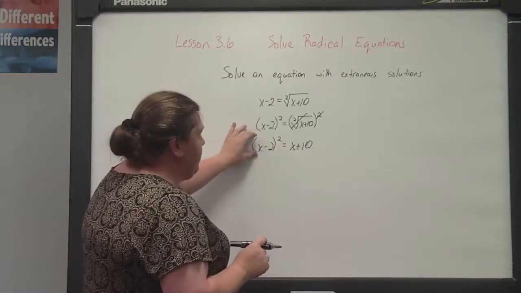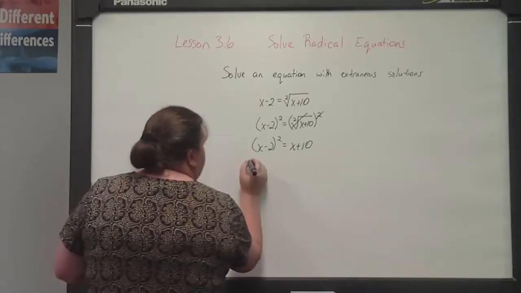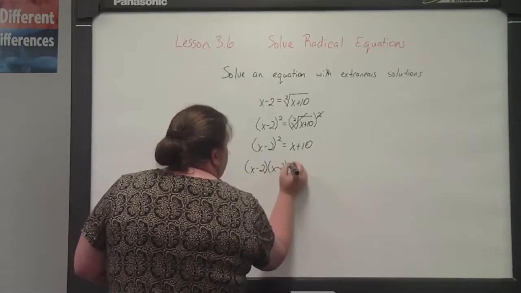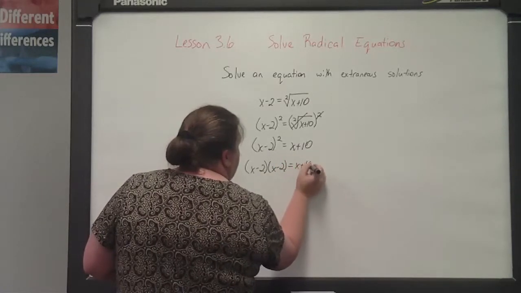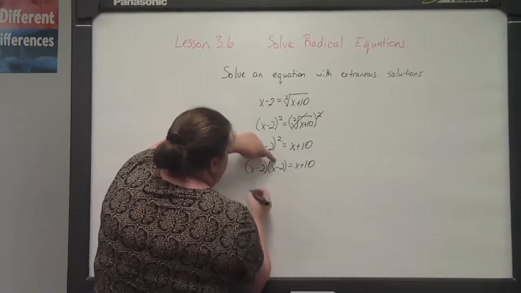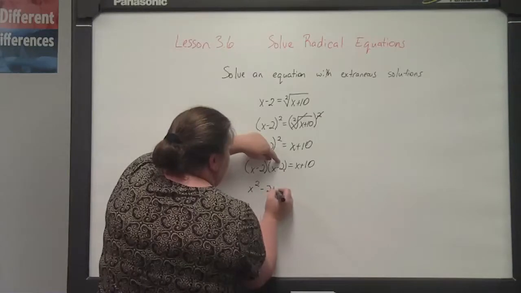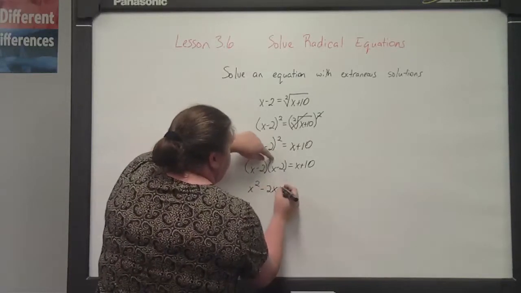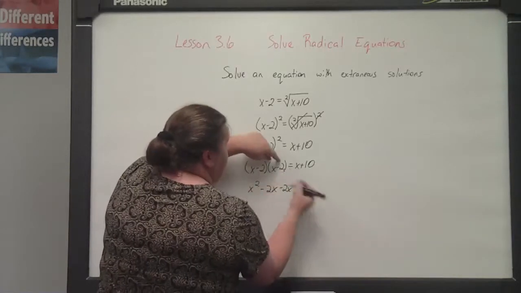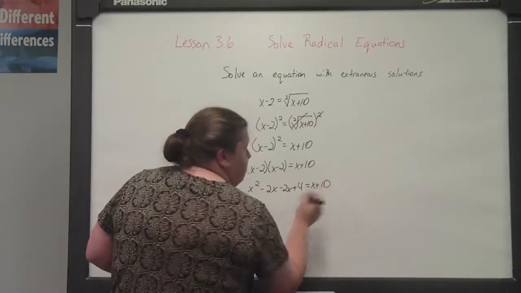What we have to do now is remember, because this whole parentheses is squared, we have to rewrite x minus 2 times x minus 2 equals x plus 10, and we have to FOIL. So x times x is x squared. X times a negative 2 is a negative 2x. A negative 2 times x is a negative 2x. And a negative 2 times a negative 2 is a positive 4. Again, it equals x plus 10.